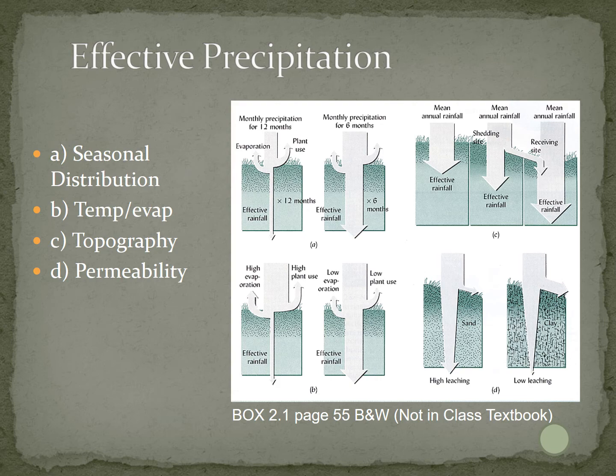Topography, or the shape of the land, is going to influence effective precipitation as well. The steeper the slope, depending on vegetation and soil permeability, the more likely water is going to run off of the soil instead of going into it.